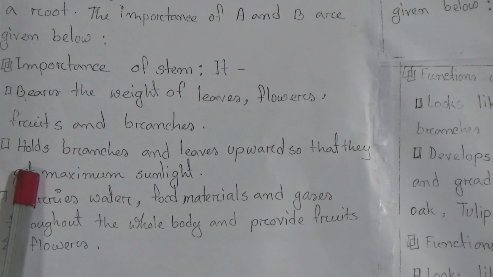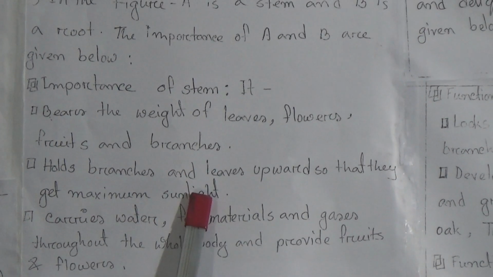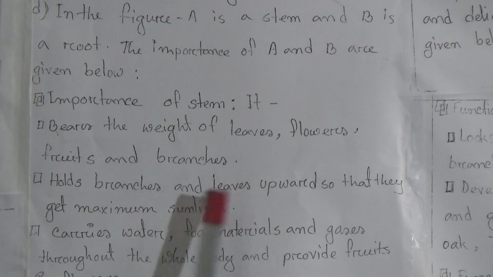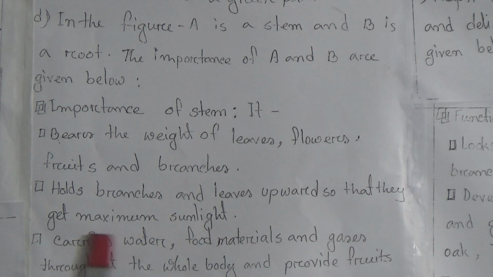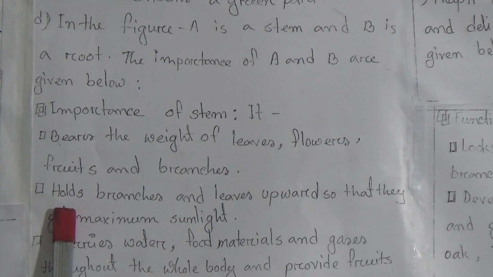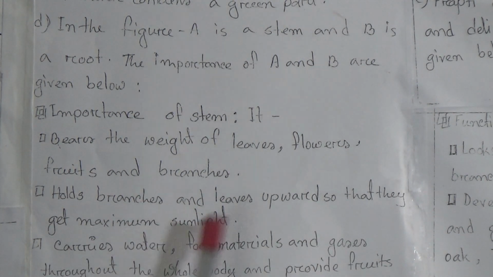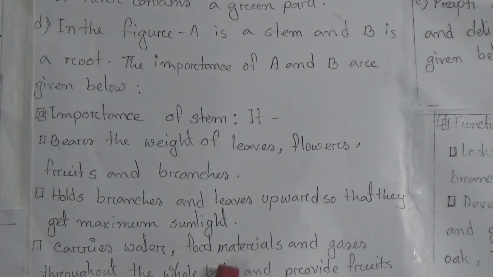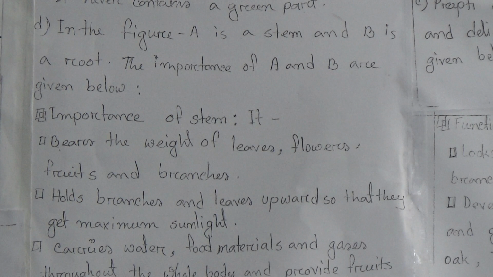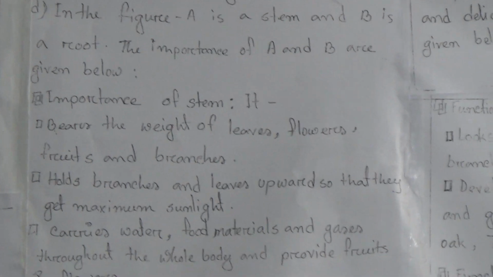Number 2, stem holds branches and leaves upwards so that they get maximum sunlight. Number 3, it carries water, food materials and gases throughout the whole body and provides fruits and flowers.